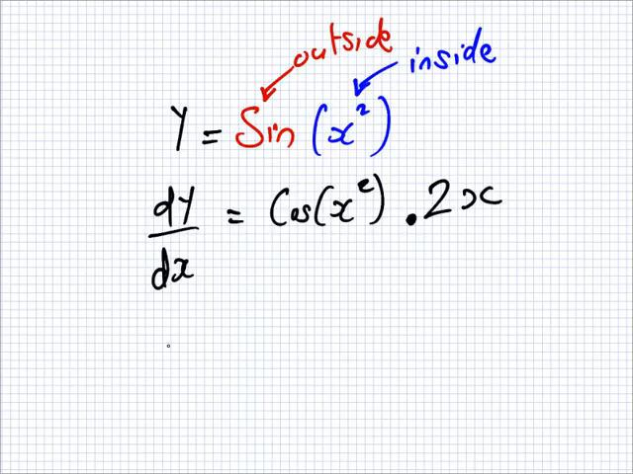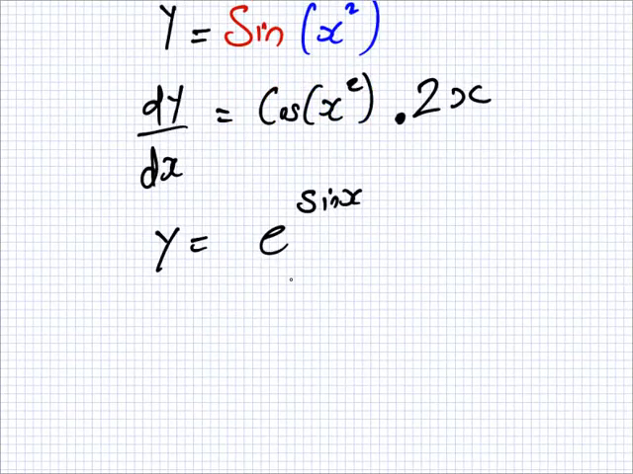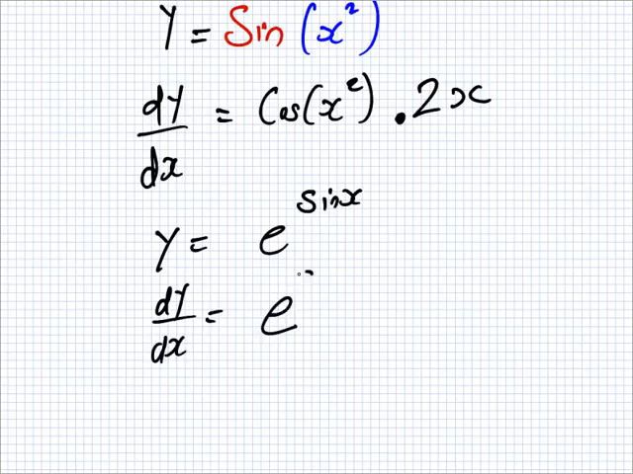So what was the second example I gave you? e power sine x. What's the inside function here? Sine x. And the outside is e. So we differentiate the outside; the derivative of e is still e. And then we multiply by the inside derivative. So we get the same answer.